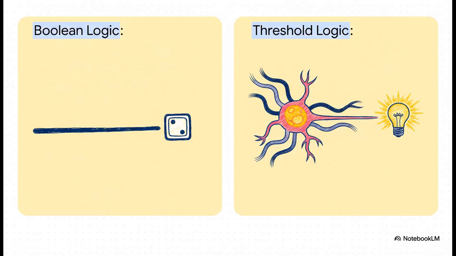This slide really makes the difference crystal clear. On the left, you've got our old friend Boolean logic. It's just a series of simple on-off switches. But on the right, threshold logic acts a lot more like a neuron in your brain. It gathers signals, it weighs them based on importance, and then it makes a decision to fire only if the total input is strong enough. It's not a simple yes-no anymore. It's a decision based on the weight of the evidence.